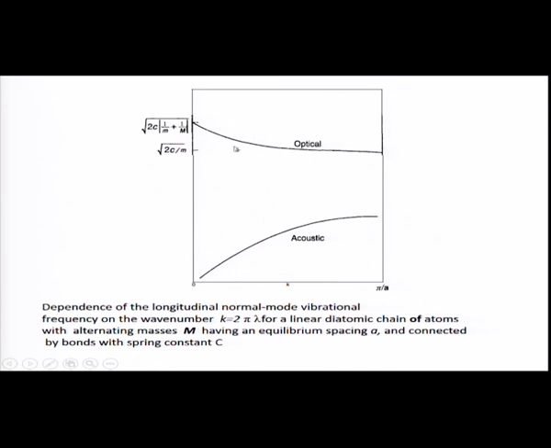So, for the optical mode, the general equation is root of 2C times (1 by m plus 1 by M), and the other equation also corresponds. We can approximate this, 1 by m plus 1 by M, as an effective mass, which turns out to be root 2C by m.